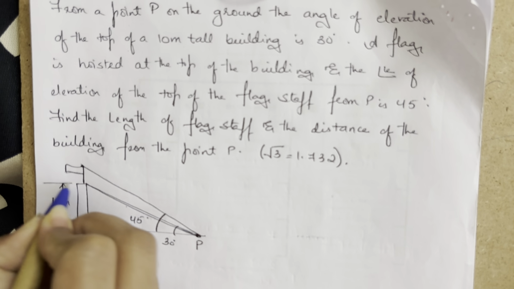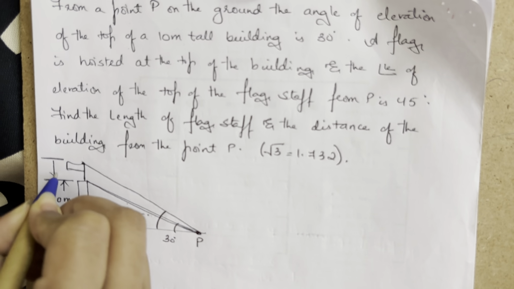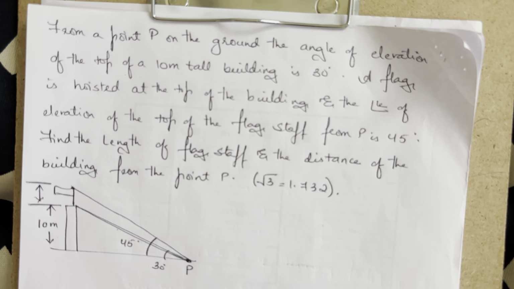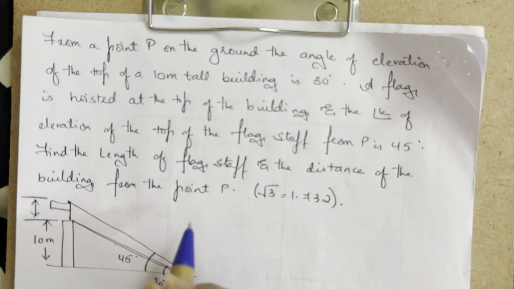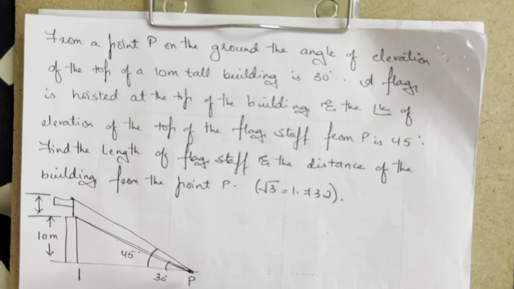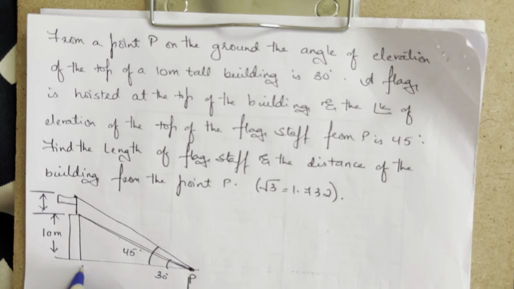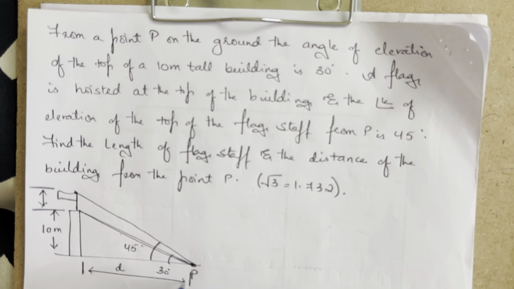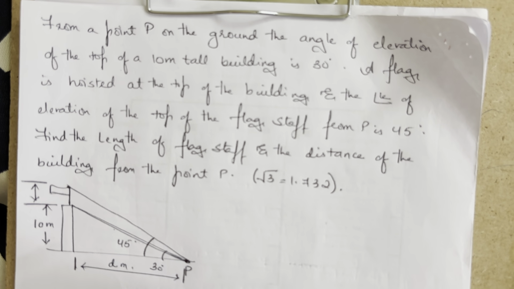Okay, now this is the length of the flag staff, which is unknown to us and to be found out, and the distance of the building from the point P. Also, I need to find this distance that is given to me here. So let's just mark it something like this. This is the distance. D meters is the distance.